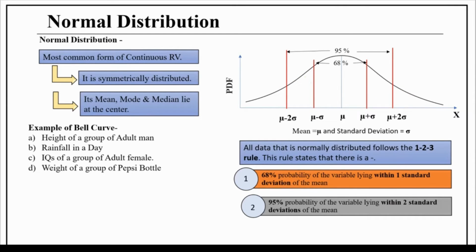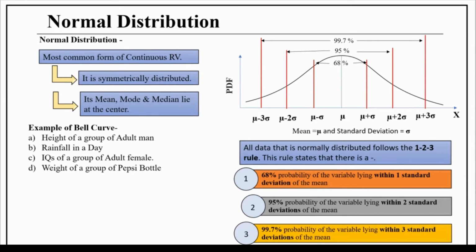And the third rule states that 99.7% of the probability of the variable lies within 3 standard deviations of the mean. It means that there is a 99.7% probability that an observed value of a population lies in the range of mu minus 3 sigma to mu plus 3 sigma, that is this range.